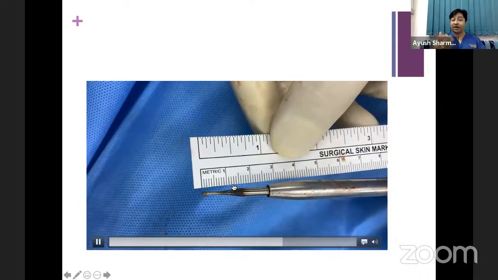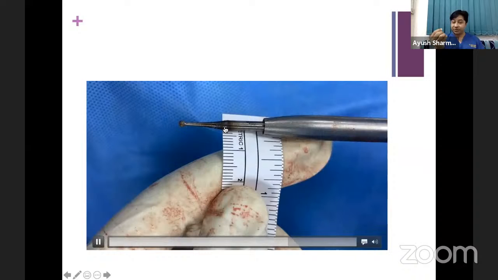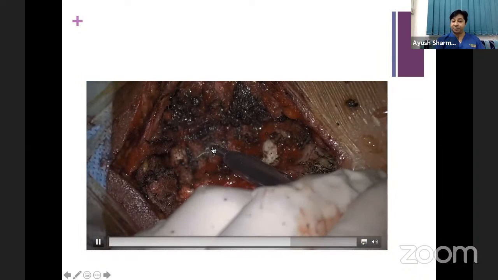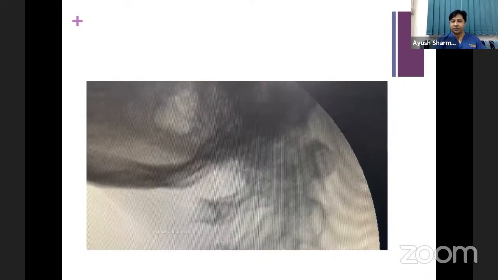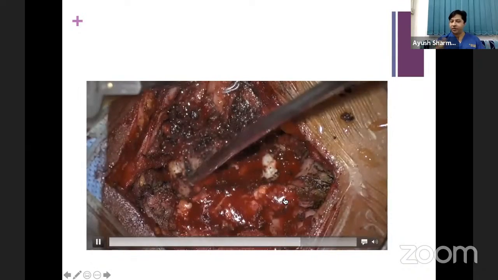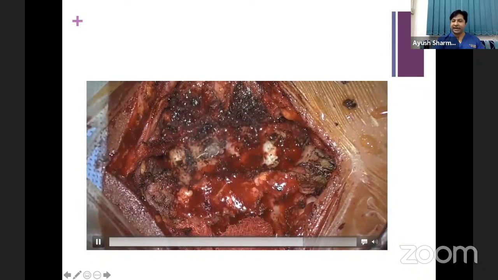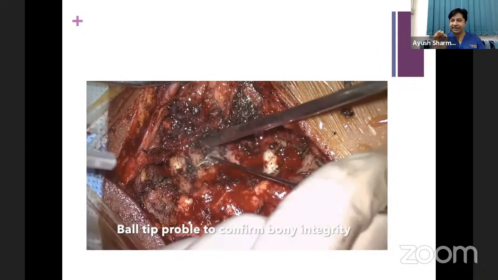So once I have gone there, I know I have crossed 12 millimeter, and this end comes to 3 mm. So already this part has been drilled 3 mm. So this is the time I'll again make sure where I am. I am almost another 2 to 3 mm we can go, but this was good enough for this case. And then we will feel to make sure that the bony integrity is maintained.